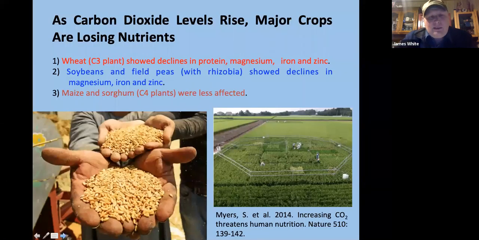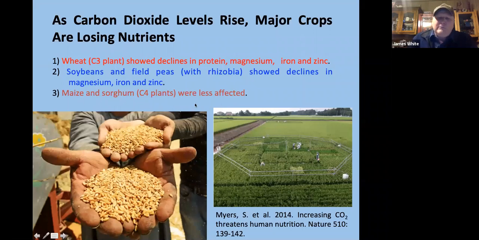Now, there is some work being done related to climate change. What people are doing is putting carbon dioxide into the field, kind of squirting carbon dioxide in these little enclosures so that carbon dioxide will go out into whatever the crop is. Then they measure nutrients in the crops that are harvested. What they're finding is that in a lot of C3 plants there are declines in protein, magnesium, iron, and a lot of other nutrients. Many nutrients are affected. Soybeans have rhizobia, so they're getting the nitrogen, but they show all these other nutrient declines.